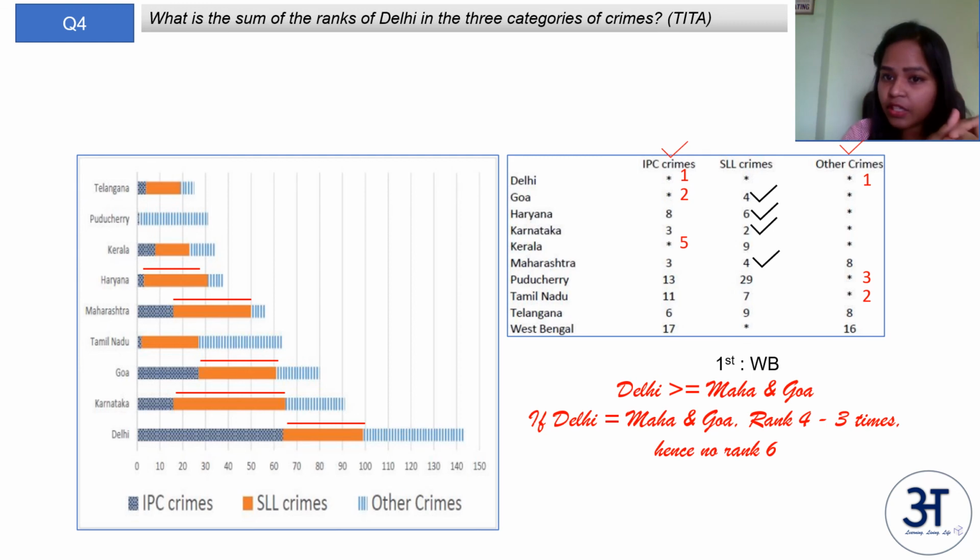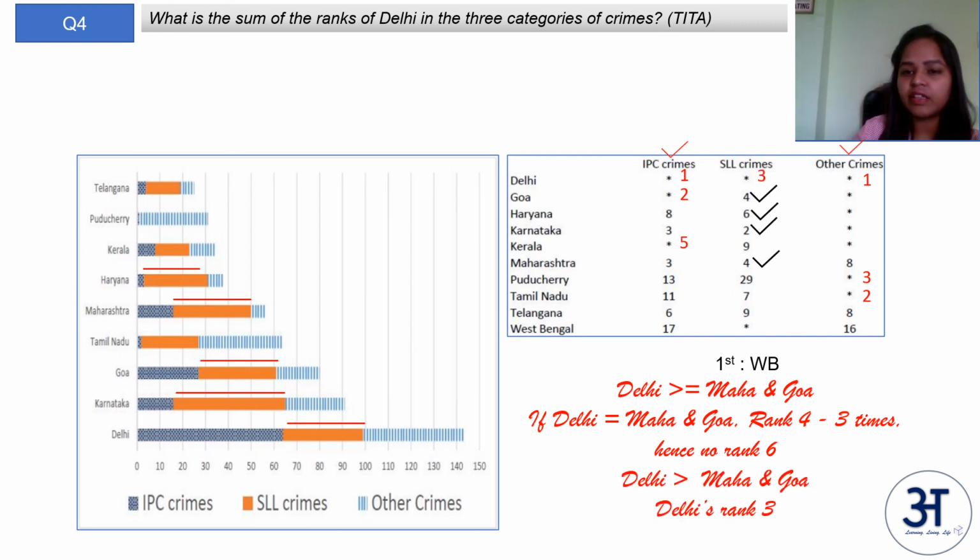So if there are 3 fourth ranks, that means there are 3 states or UTs already above them, plus these 3. So there are already 6 of these states or UTs, and the next rank after 3 fourth ranks is the 7th rank. In that case, rank 6 will not exist. So that means 3 fourth ranks are not there. So that means Delhi is not equal to Maharashtra and Goa. It should be greater than Maharashtra and Goa. So in that case, clearly the rank of Delhi is 3, right?